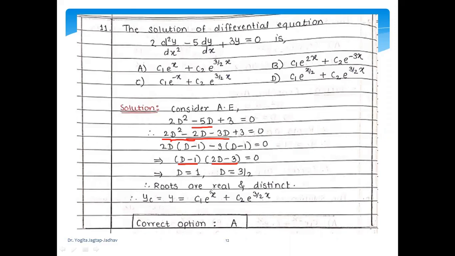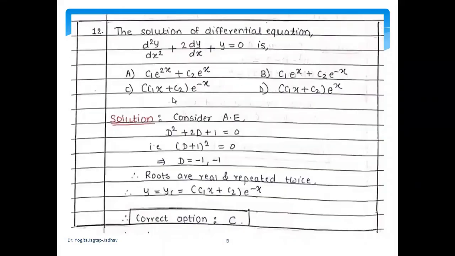Now according to the first case of finding the complementary function, we have yc, that is y = c1 e^x + c2 e^(3x/2). Therefore, our correct option is option A.